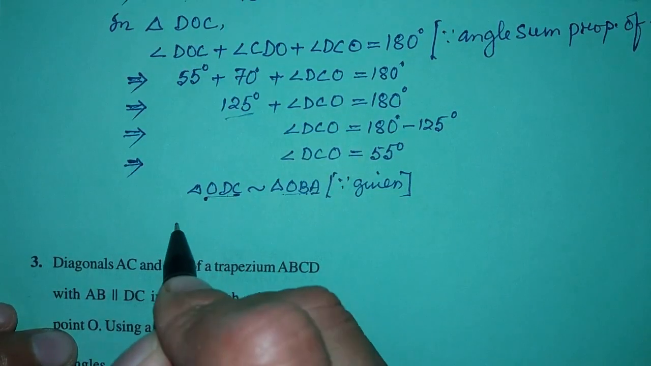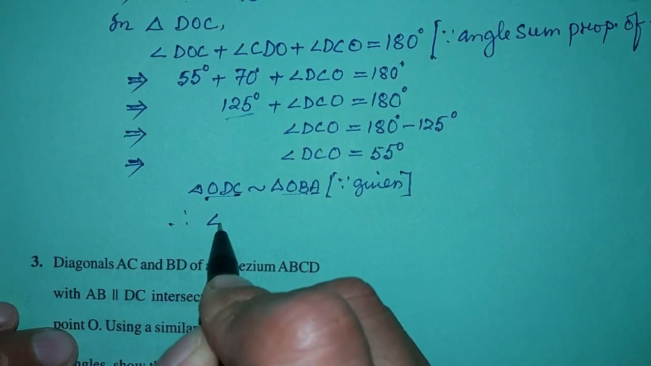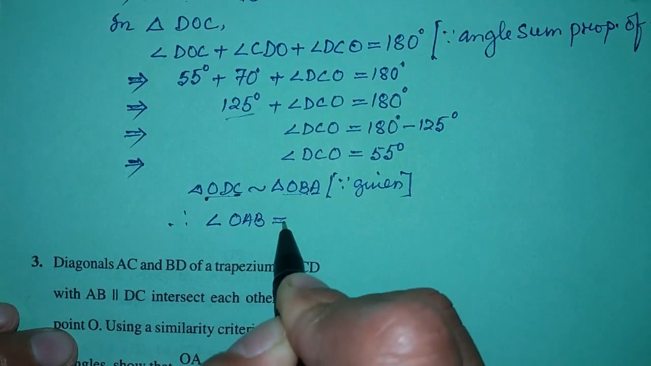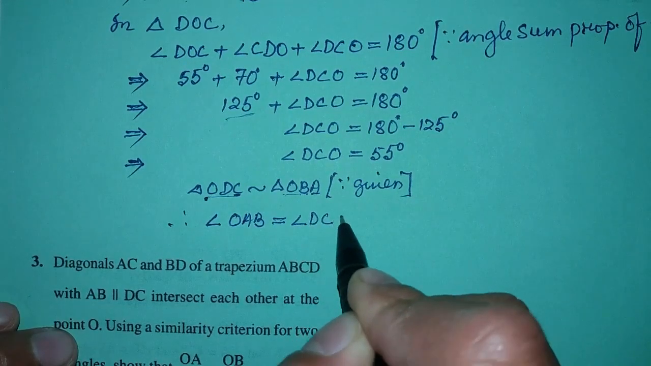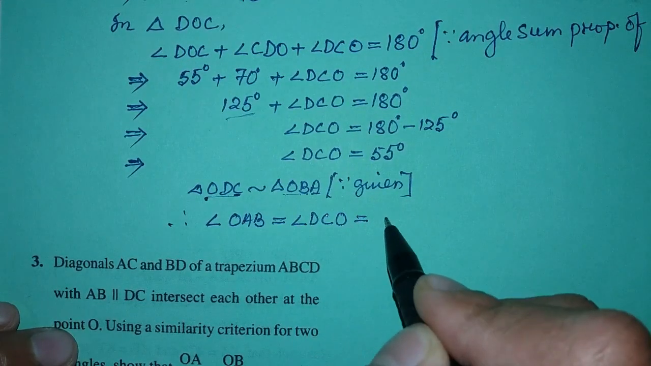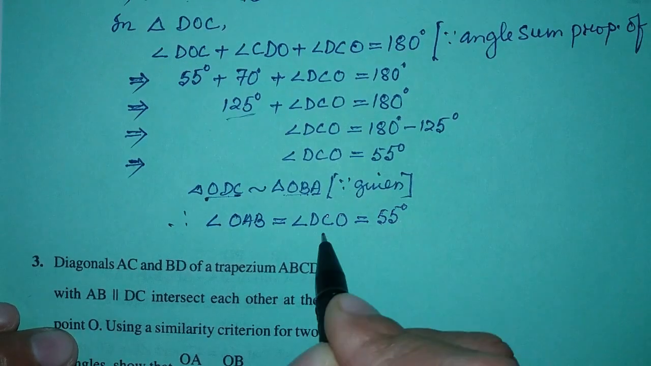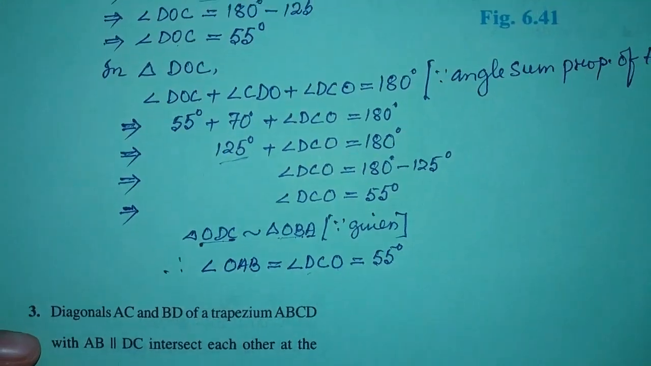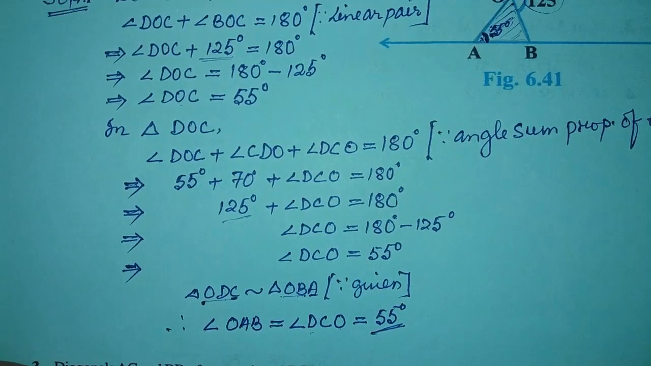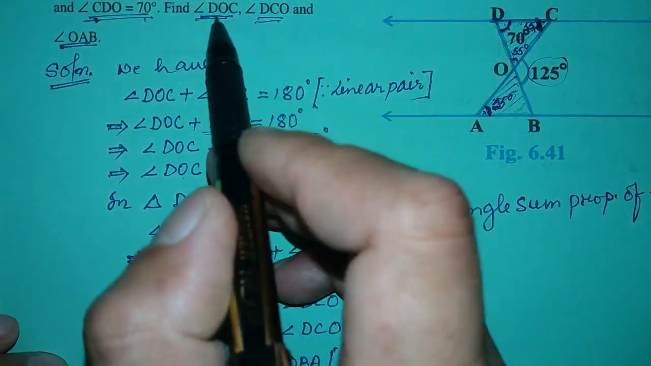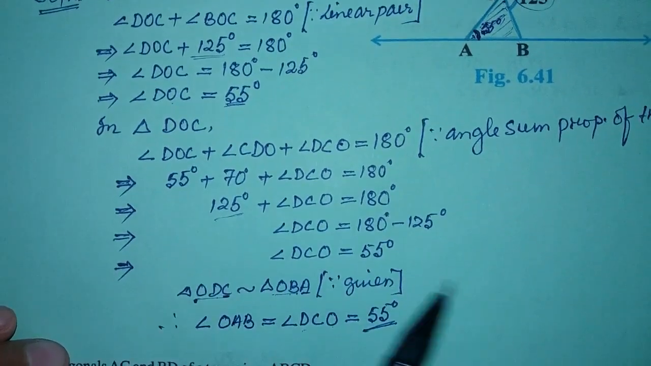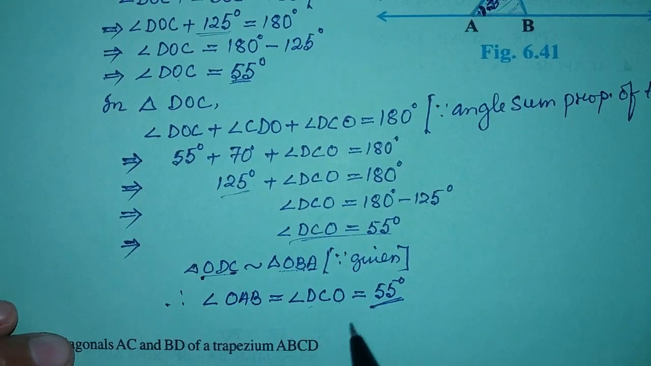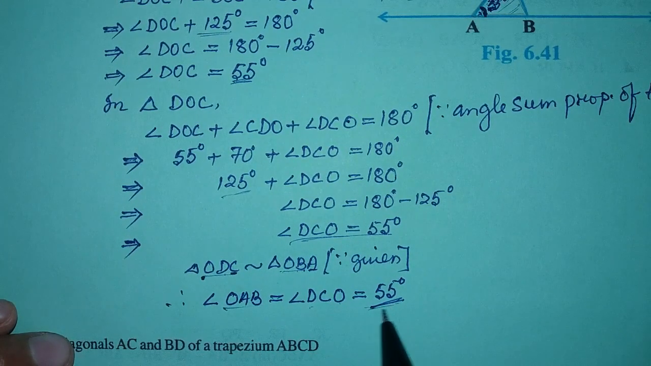Therefore, angle OAB is equal to angle DCO, and this is 55 degrees. So this DCO is 55 degrees, so is angle OAB. So now we have got all three angles. Angle DOC is 55 degrees, angle DCO is also 55 degrees, and the last one, angle OAB, also 55 degrees.